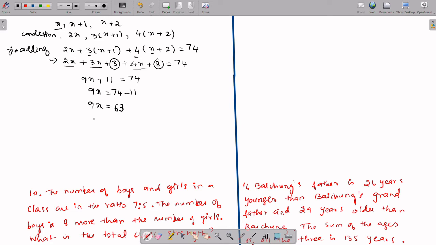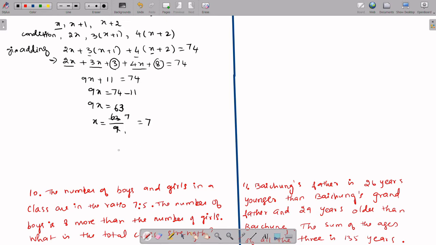From this, x is equal to 63 divided by 9. In the 9s table, 7 nines are 63. So the value of x is equal to 7.